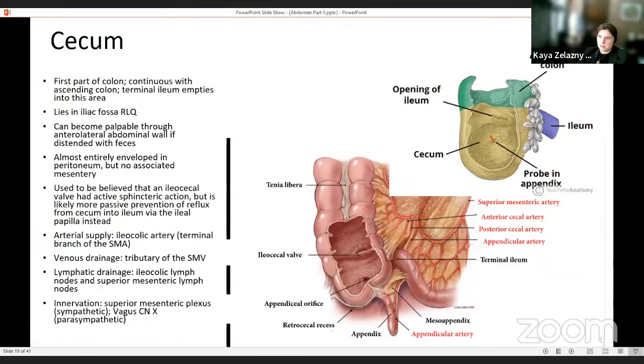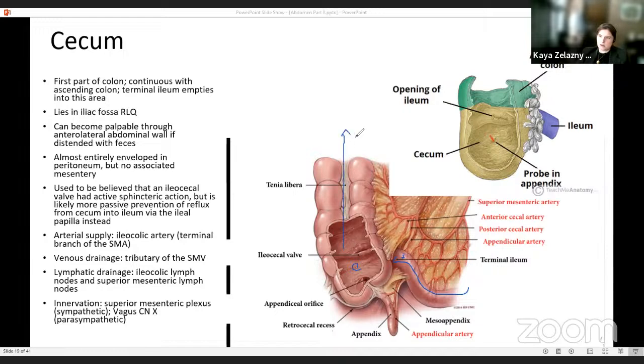So let's talk about the different parts. We had our duodenum, our jejunum, our ileum. Now we're at the final part of the ileum. So we have our ileocecal junction here, where we're joining up between our ileum and our cecum. The cecum is going to be the first part of the colon, and it's not going to have a super obvious division necessarily from the ascending colon. They're continuous with each other.